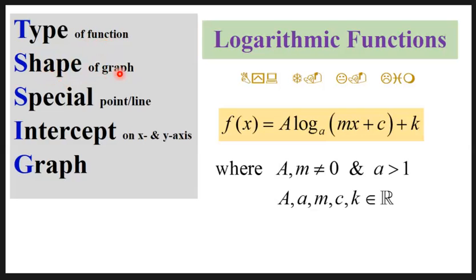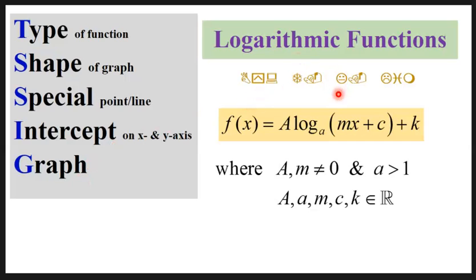Second, the shape of the graph. Third, special points or special lines corresponding to the functions. Fourth, the intercepts on the x and y axes, or we call it the x and y intercepts. And at last, we go for sketching the graph.